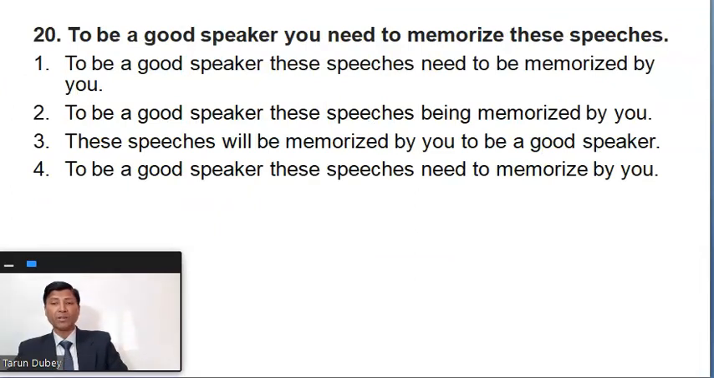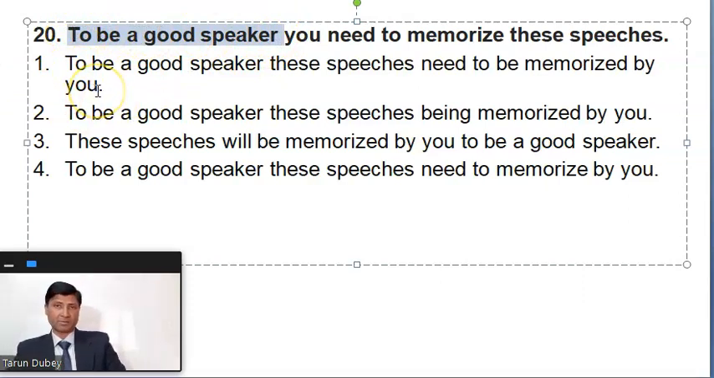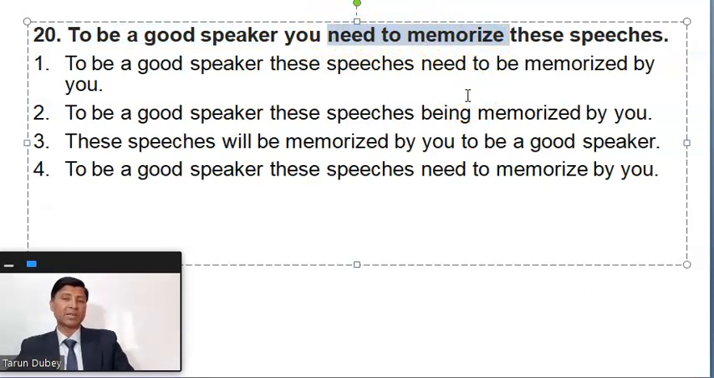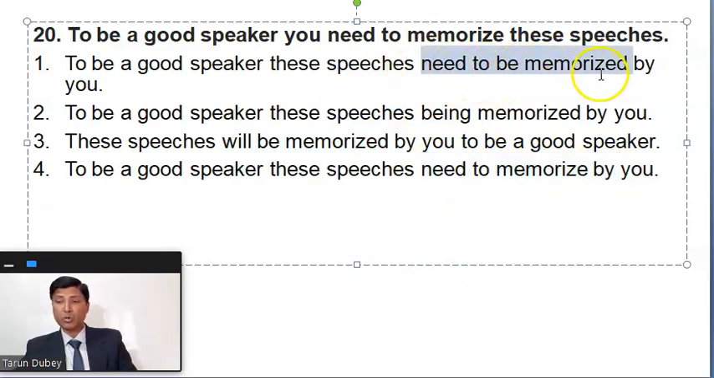Now question number 20. To be a good speaker, you need to memorize these speeches. So where is the keyword? This is an infinitive phrase, starting with a base infinitive. This is the subject, and need to memorize is my keyword. This keyword is infinitive. Infinitive is changed into passive voice by adding be. So need to be memorized. Where is that? Need to be memorized is here. Being memorized is wrong. Will be memorized cannot be the right answer, and need to memorize cannot be the right answer. So my correct answer is need to be memorized.